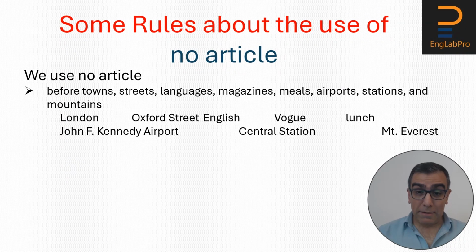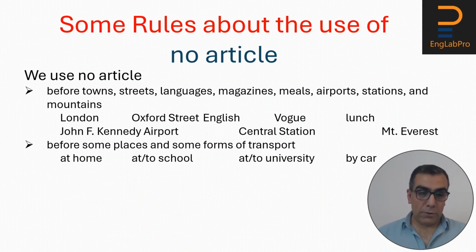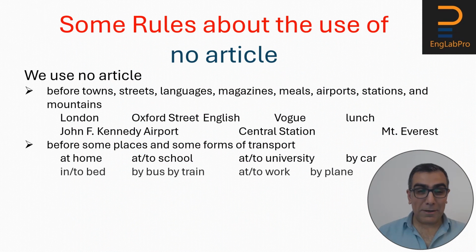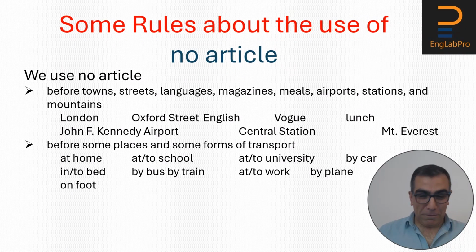Remember, again, I repeat that for a single mountain, we say Mount Everest, Mount Kilimanjaro. We don't use the or a or an. But for a mountain range, when there are some mountains together, we use the, for example, the Alps, the Andes. Before some places and some forms of transport, we don't use any article. For example, at home, at school, at university, to university, by car, in bed, to bed, by bus, by train, at work, to work, by plane, on foot.